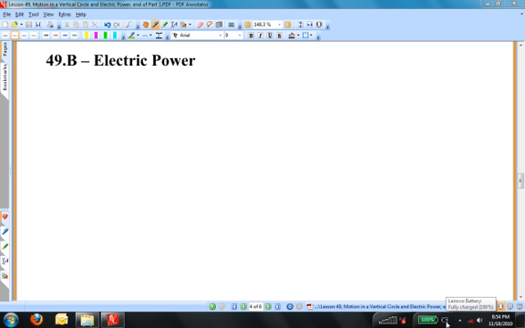The second part of lesson 49 deals with electric power. I want us to recall some things about voltage and current and power. First of all, the definition of power. Power is defined to be the rate at which energy is transferred. It is work divided by time, or energy divided by time. The unit for power is watts. A watt is a joule per second.